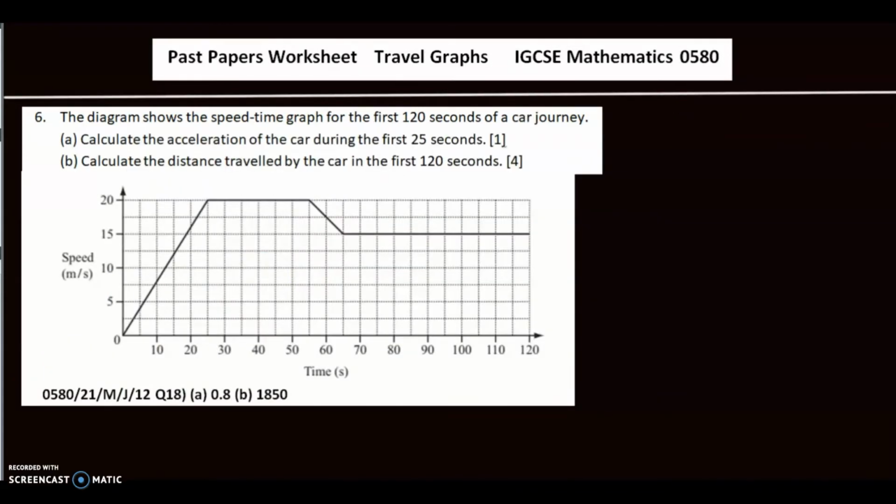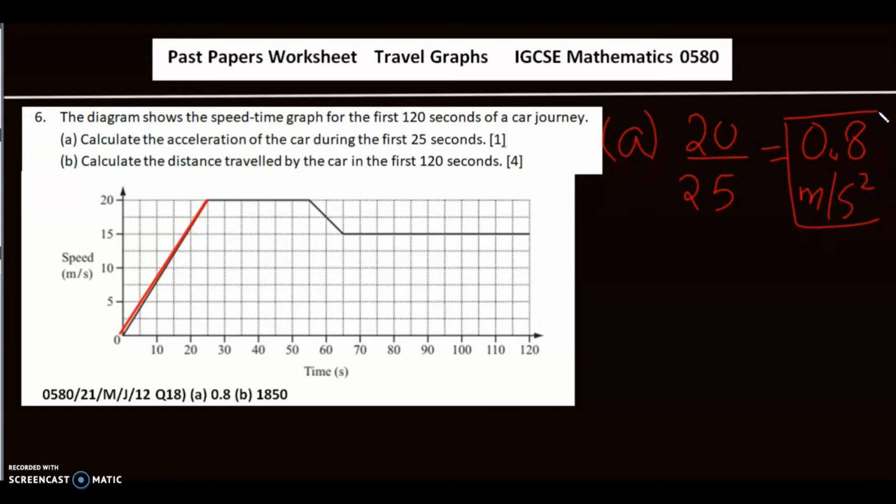Okay, the next question is, the diagram shows the speed time graph for the first 120 seconds of a car journey. Calculate the acceleration of the car during the first 25 seconds. So acceleration would simply be rise over run of this line. So for part A, first check if there's a unit conflict, no. So rise is 20, run is 25. So the answer is 0.8. 20 divided by 25 is 0.8. And the unit is meters per second square.